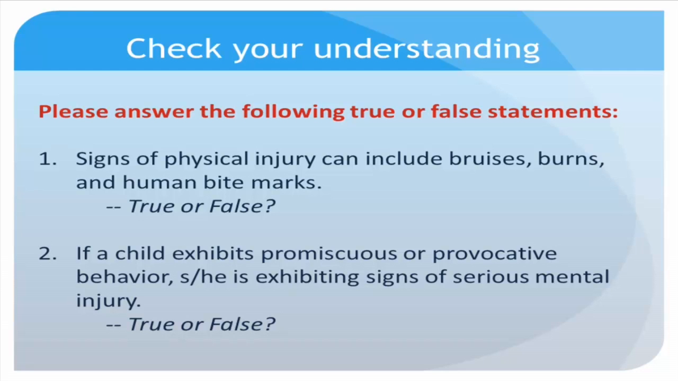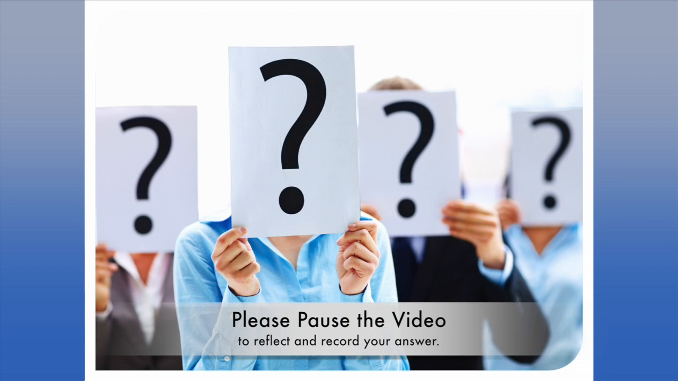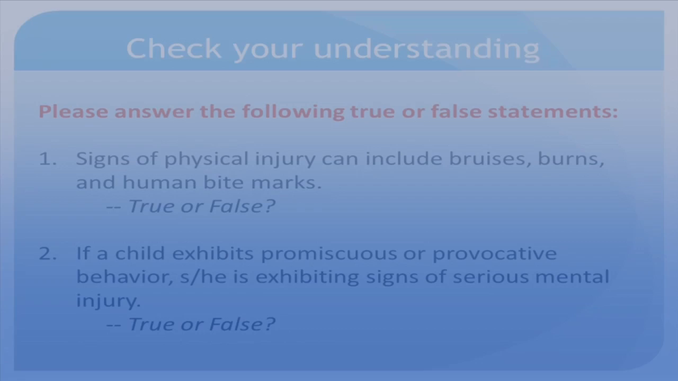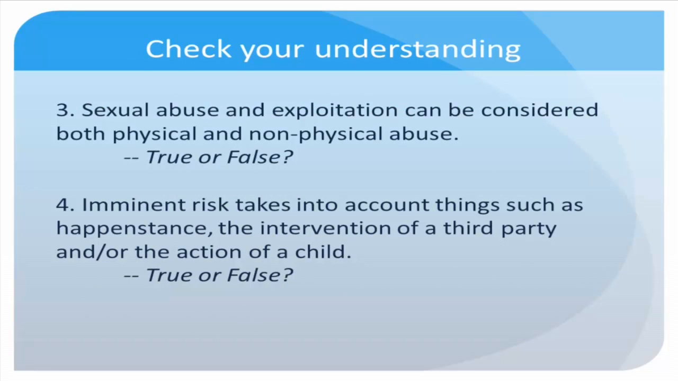If a child exhibits promiscuous or provocative behavior, she or he is exhibiting signs of serious mental injury. True or false? The answer is false. They're exhibiting signs of sexual abuse. Sexual abuse and exploitation can be considered both physical and non-physical abuse. True or false?